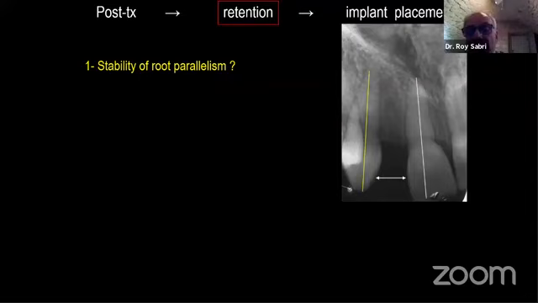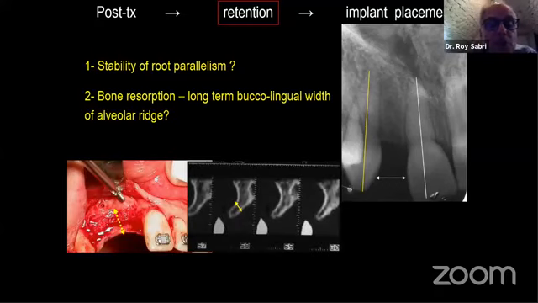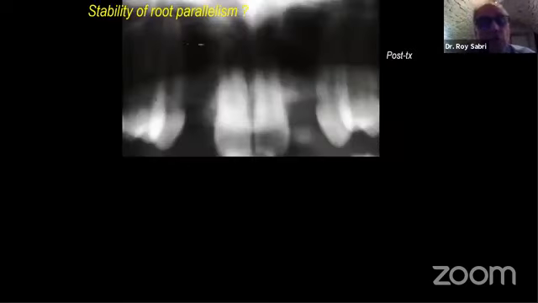Now the first question is, what about root parallelism stability? You parallel the roots at age 12, 13. Will it stay parallel till age 18? And my second question is, what about root resorption? Okay, does this bone resorb?